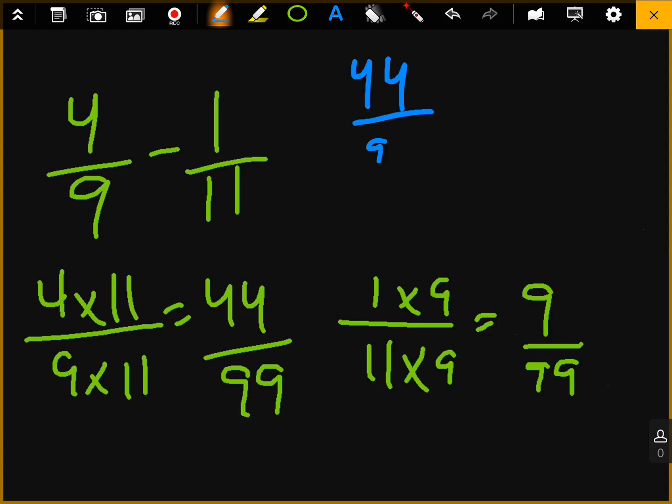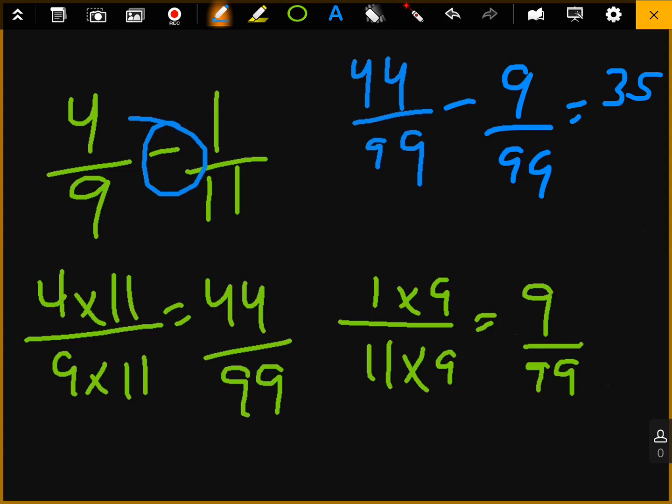44 over 99, I'm sorry, subtract, right? It says subtract. Then I subtract. 44 over 99 minus 9 over 99 equals 35 over 99. And that's your final answer. Okay. Yeah, double check the operation like I did. I looked over and said, wait, it's subtract, not add. So 35 over 99 is my answer. All right. Pause and rewind if you need to.